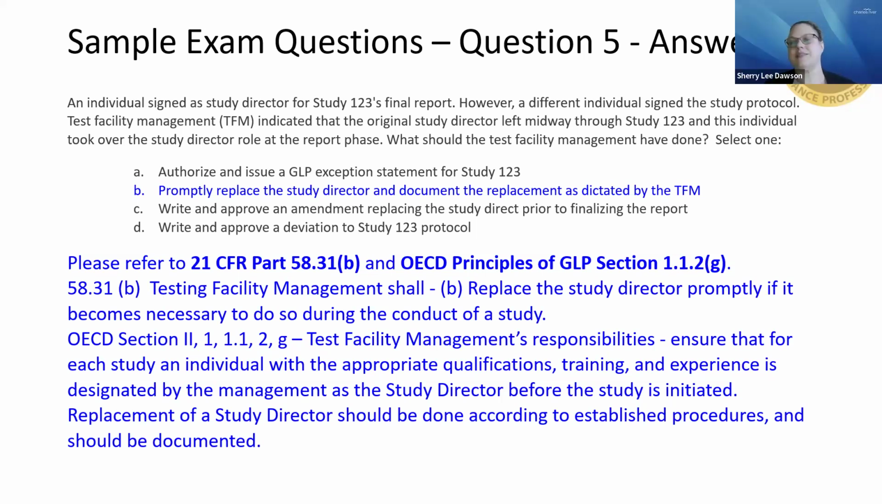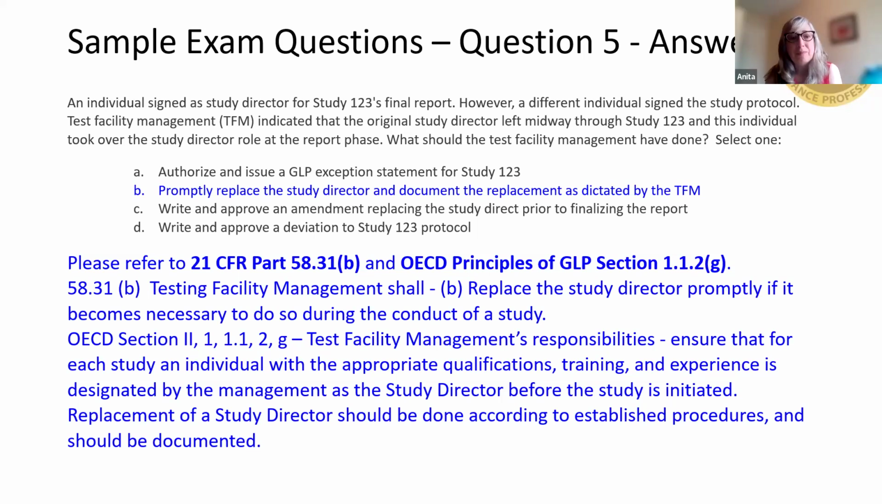Yeah, I agree with you, Sherry. Because again, C would have been okay if it didn't say prior to finalization of the report. That's the issue. It means that it's okay as long as it's before the report. Well, they left midway, so it should really be immediately. Yeah, the director left. So I fully agree with you.